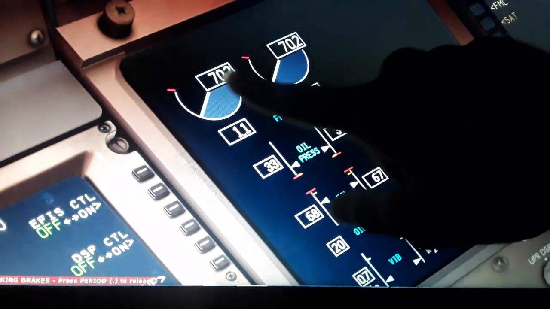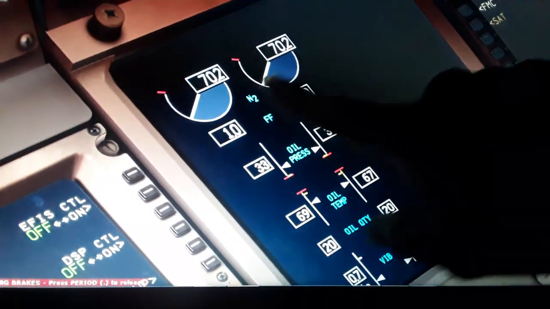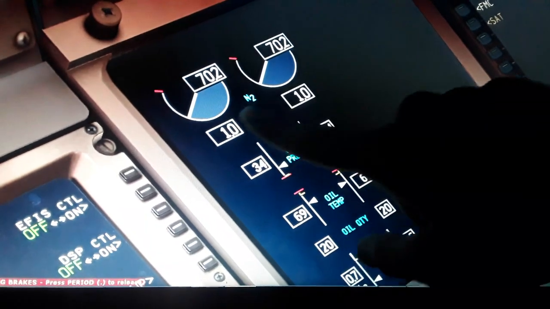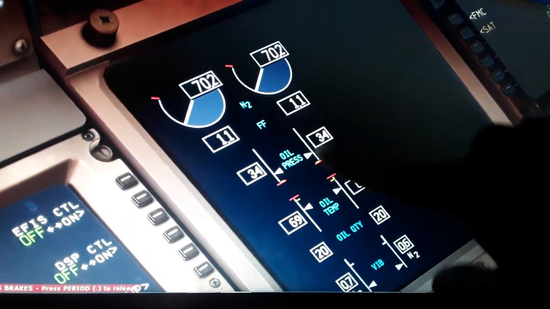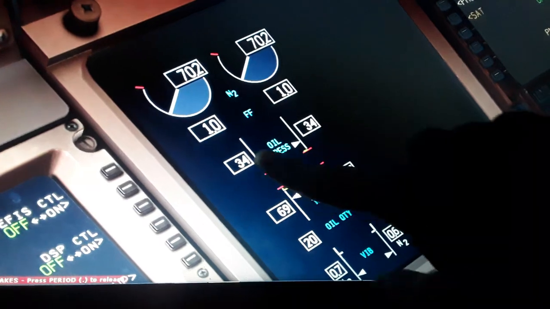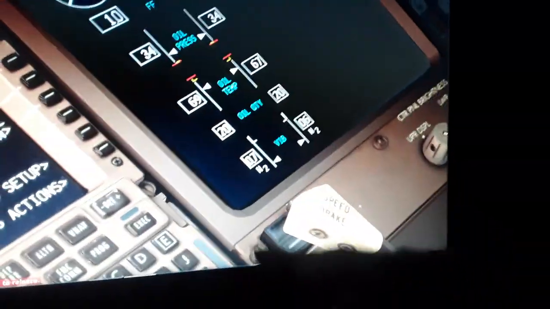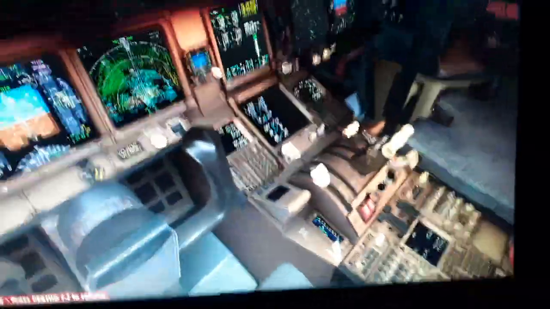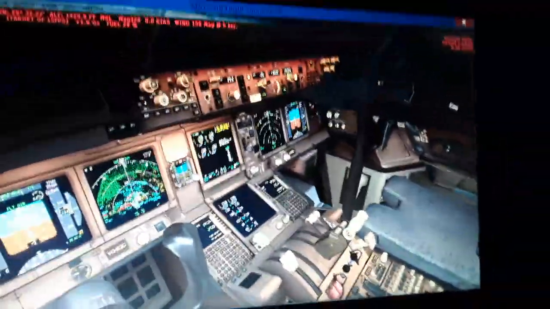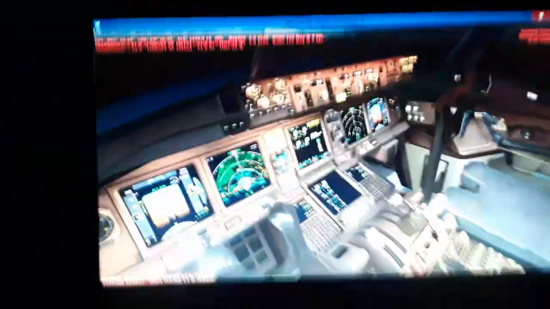We have the N2, which is the high speed spool, and has the high pressure compressor and turbine of the engine. The fuel flow per engine per hour, 1000 kilograms right now, or 1000 pounds. Oil pressure, oil temperature, oil quantity, and the vibration of the N2 stage of the engine.